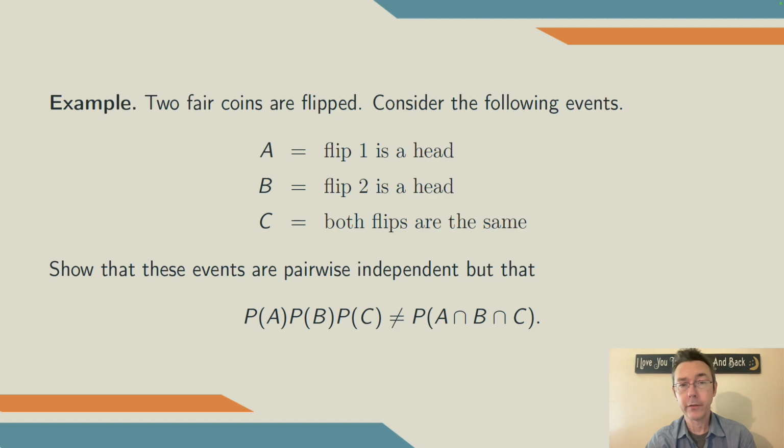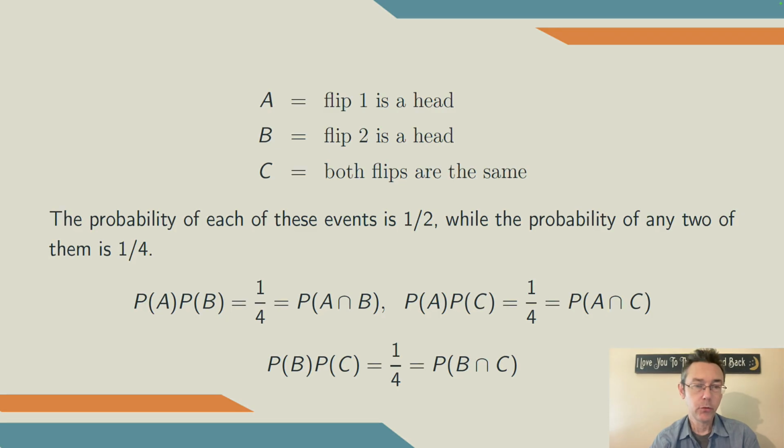Flip two fair coins and consider these events. A is that the first flip is heads, B is that the second flip is heads, and C is that both flips are the same. We're going to show that these events are pairwise independent, but that the probability of A times the probability of B times the probability of C is not the same as the probability of A and B and C. Each of the individual probabilities here are 1/2. The probability that either of the flips is heads is 1 in 2, 50-50, and the probability that both flips are the same is also 50-50.